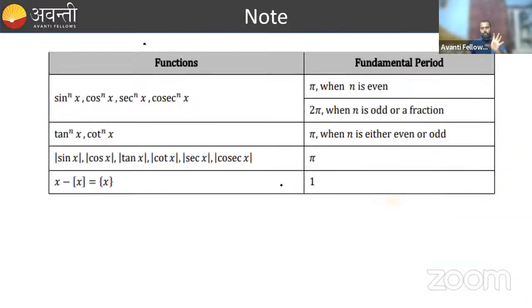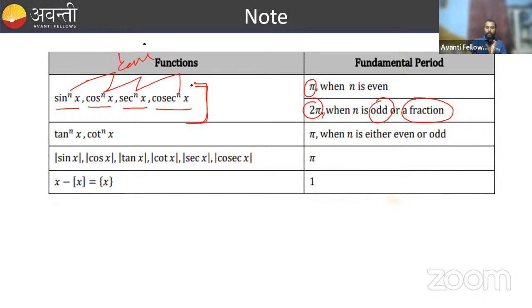Now on your screen you have some functions like sin to the power nx, cos to the power nx, sec to the power nx, cosec to the power nx. When n is even, that is, if the power of all these trigonometric functions is even, the period is pi. If the power n is odd or any fraction, then the period will be 2 pi. Remember, okay? If the powers are even, then the period is pi. If they are odd or any fraction, then the period will be 2 pi.